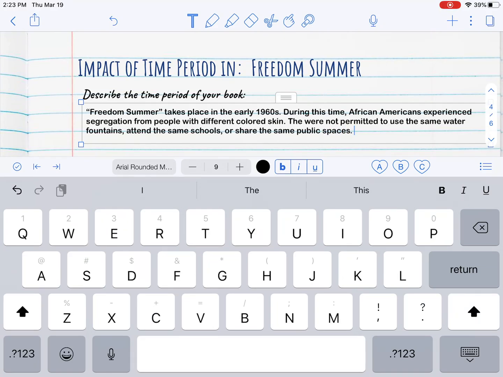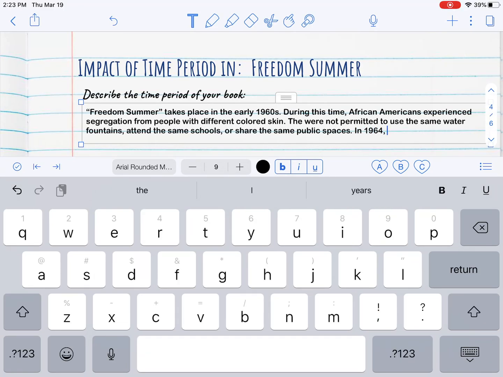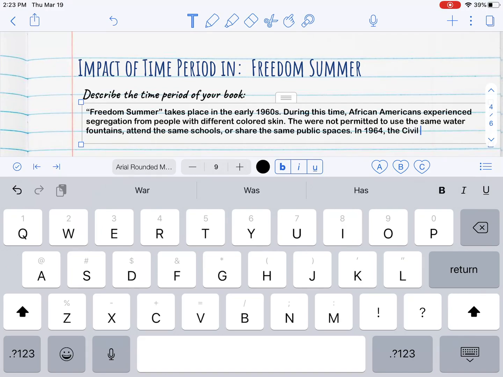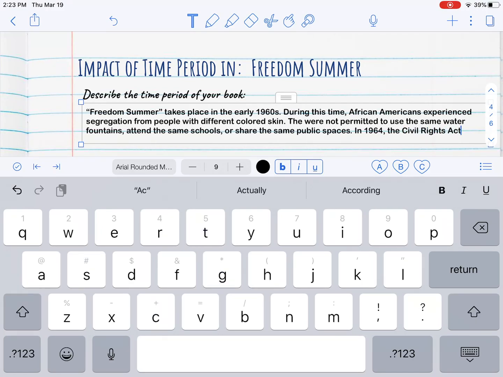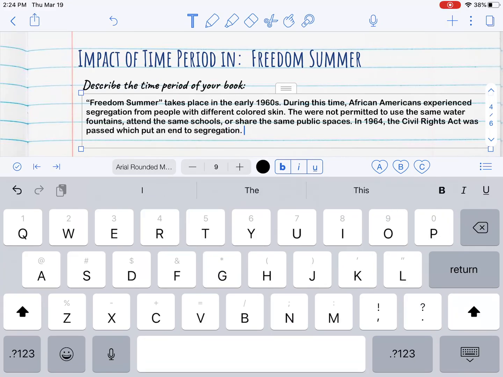And then I'm also going to talk about, because my book actually goes into the Civil Rights Act of 1964, I'm going to mention that. In 1964, the Civil Rights Act was passed, which put an end to segregation. And that's the part in my book where Joe is told by his parents that the pool is going to be open to everyone, and he and John Henry get really excited.